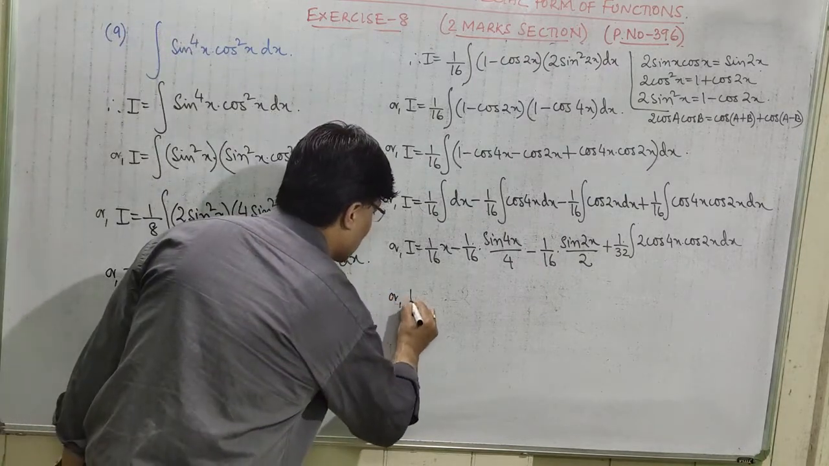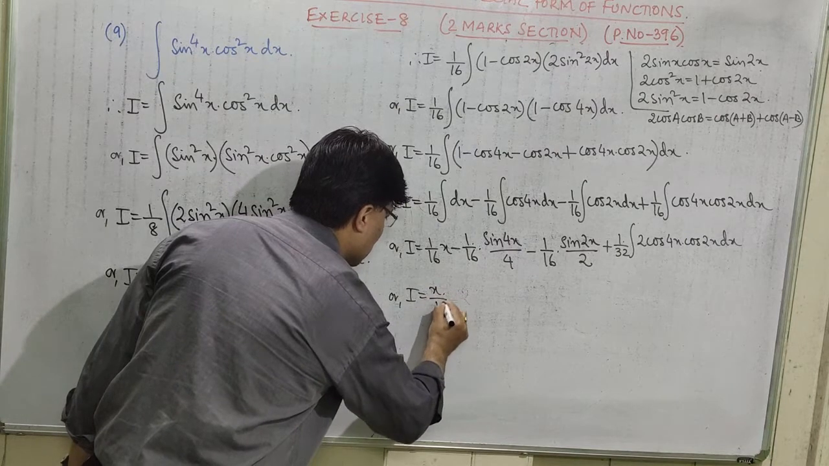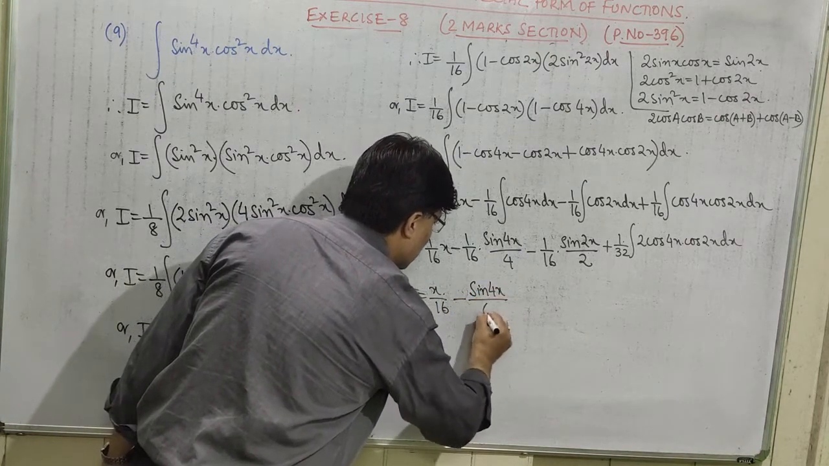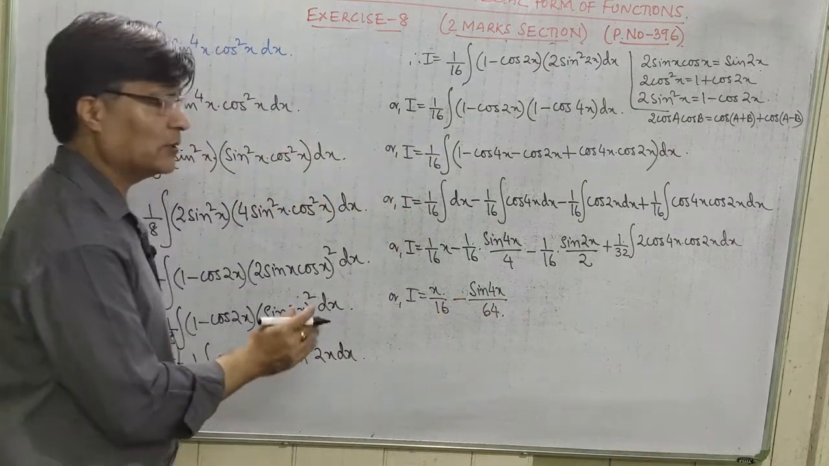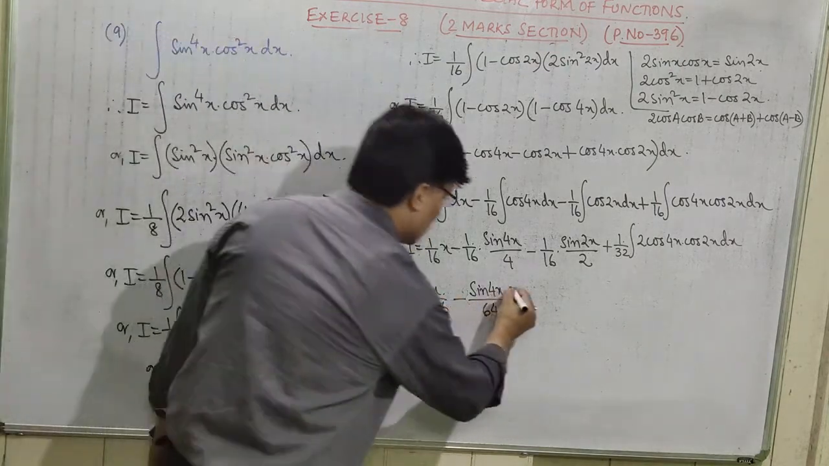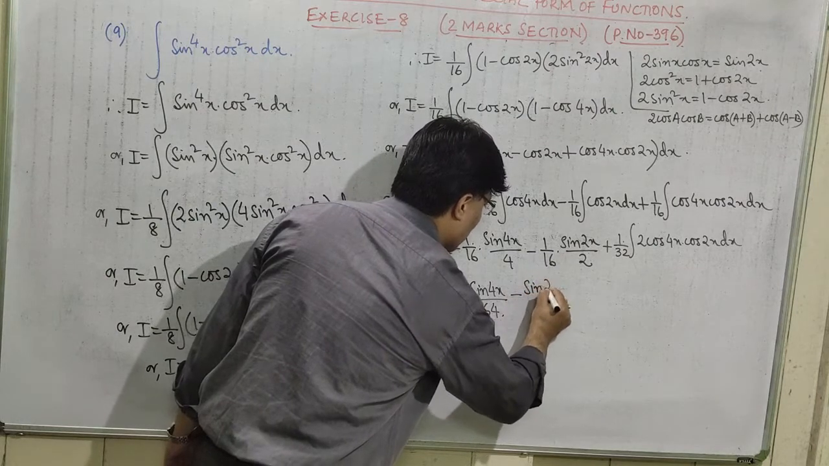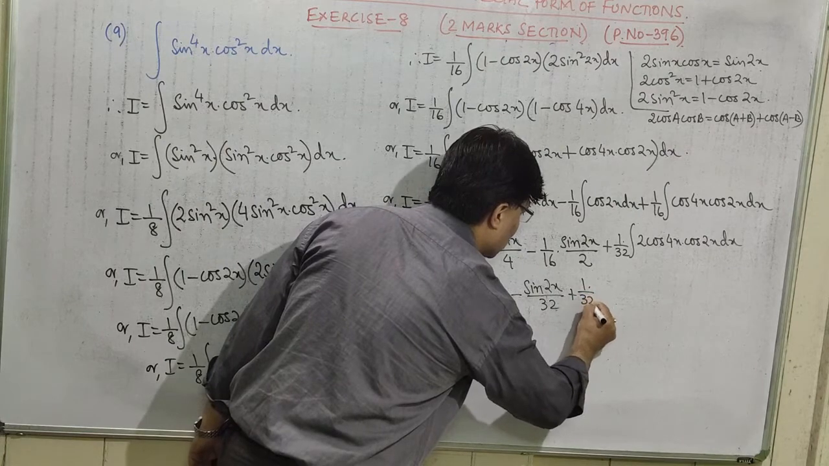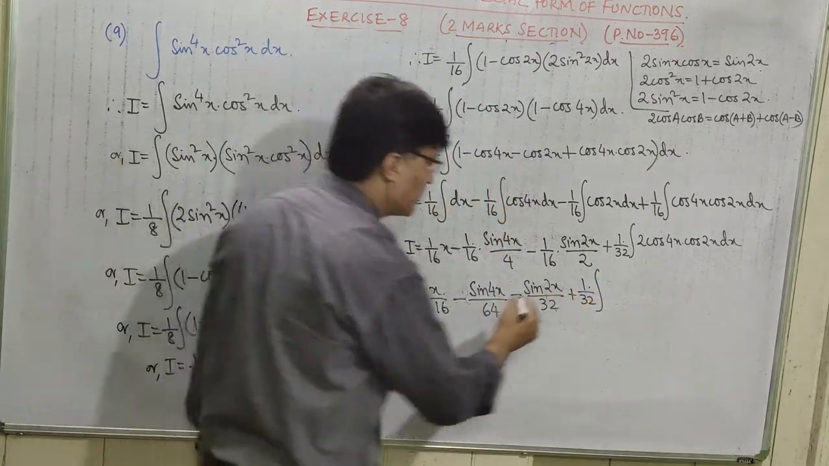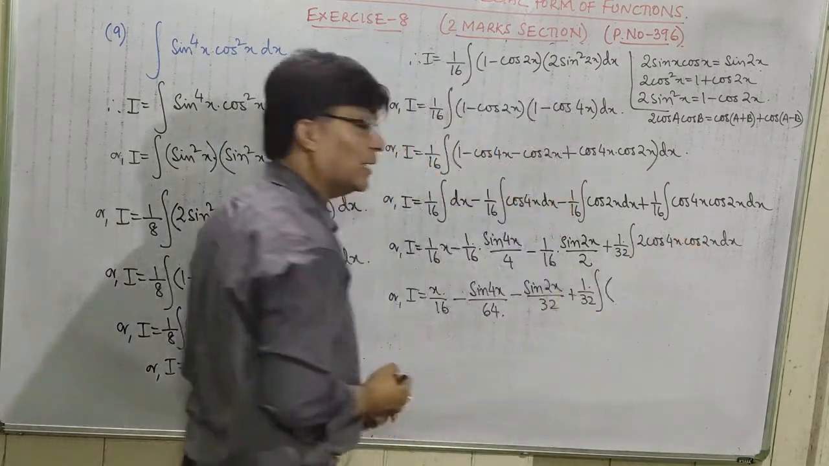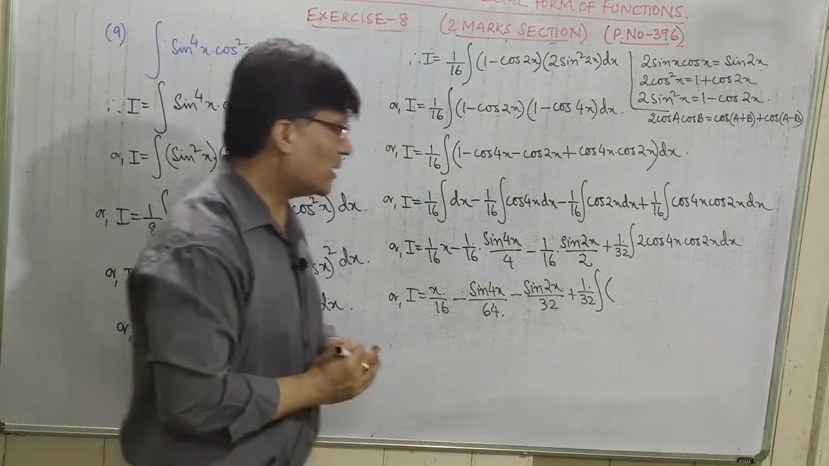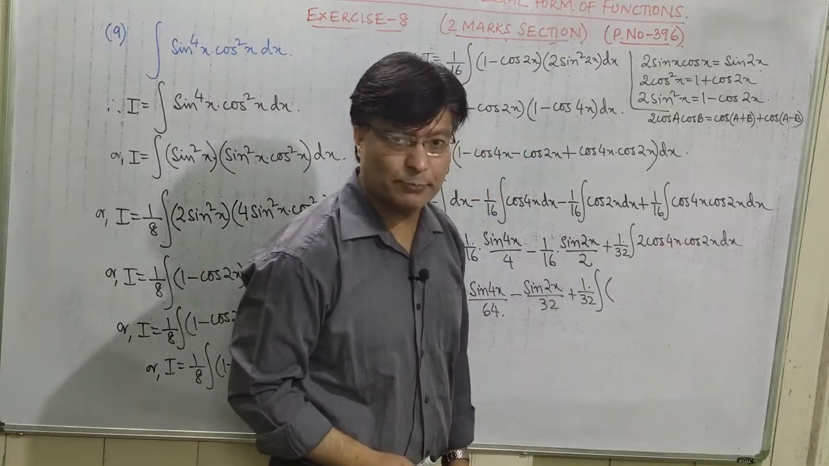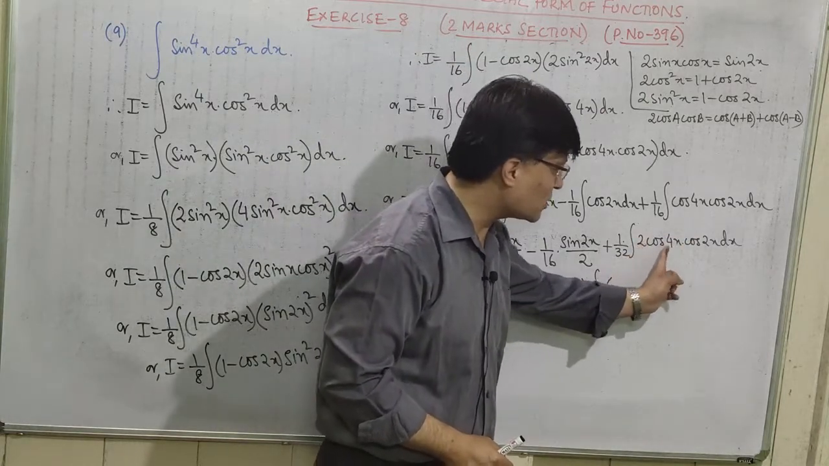So I is equal to x by 16 minus sine 4x by 16, 4s are 64, isn't it? Then minus sine 2x by 32, plus 1 by 32 integration of, now within the bracket, let us write down the formula here. The greater angle 4x is taken as A and the smaller angle 2x is taken as B. So this is 2 cos A cos B.